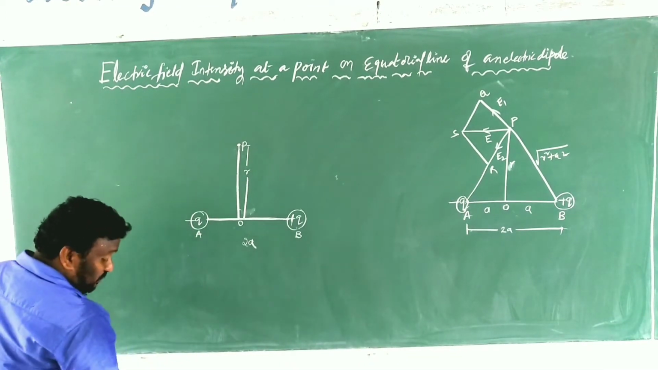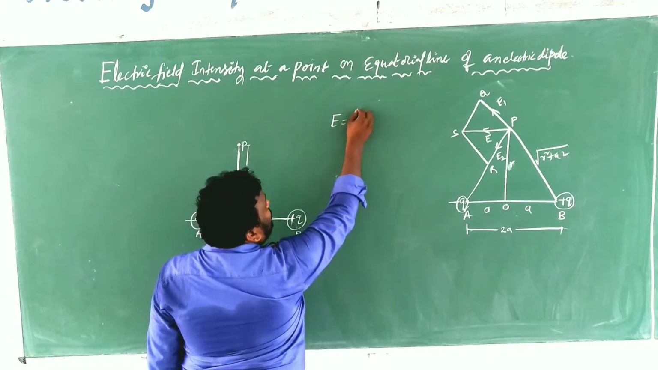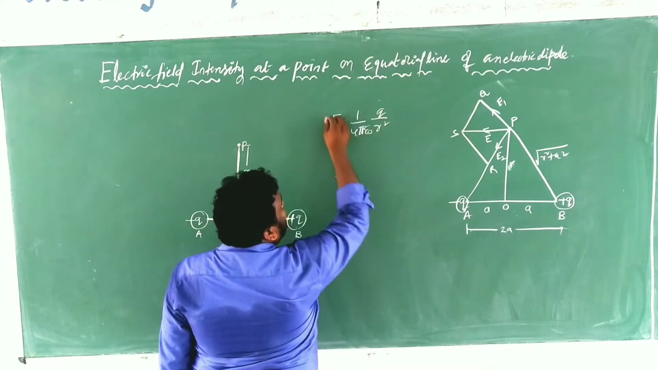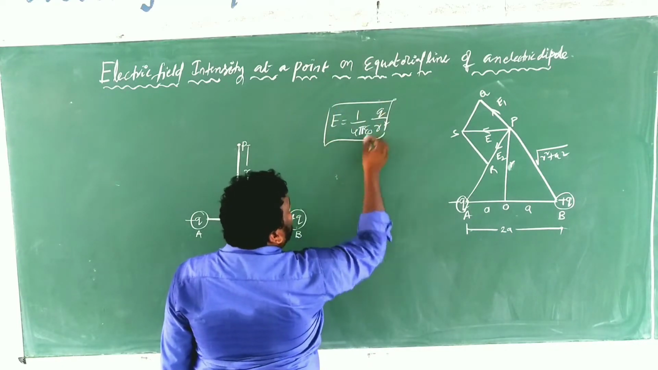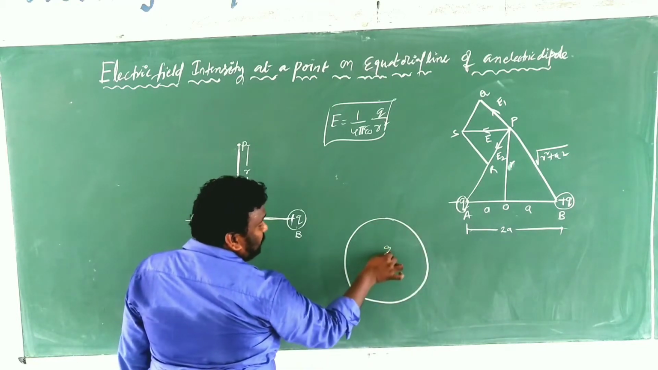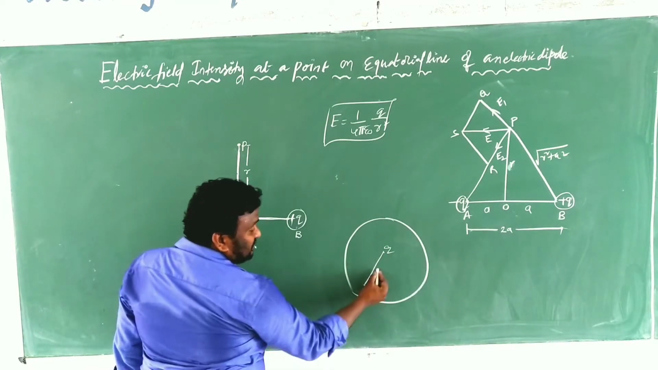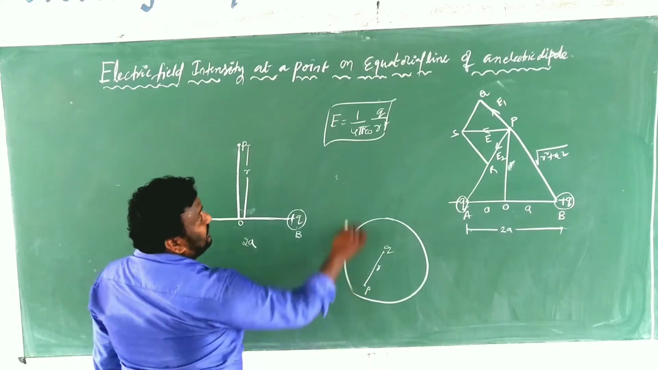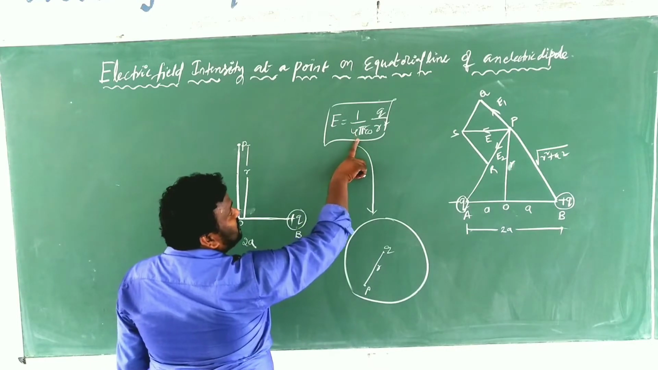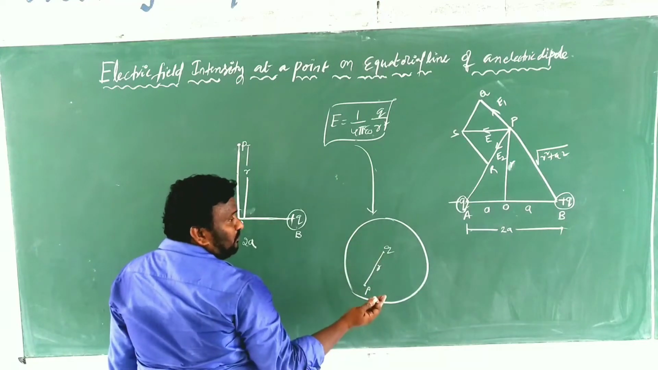I hope you have an idea about the electric field intensity due to a point charge. That is E equals 1 by 4 pi epsilon naught Q by r square. This is the expression for electric field intensity due to a point charge. For example, here it is the electric field of charge Q. From this charge, at some distance, I am taking the point P at a distance of r. Then the electric field intensity is given by E equals 1 by 4 pi epsilon naught Q by r square.